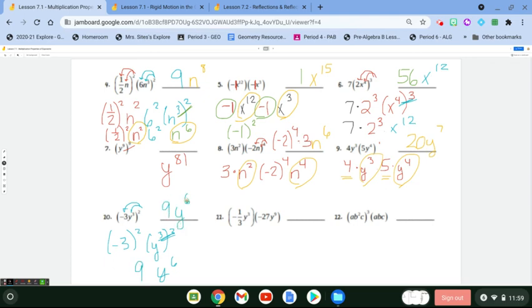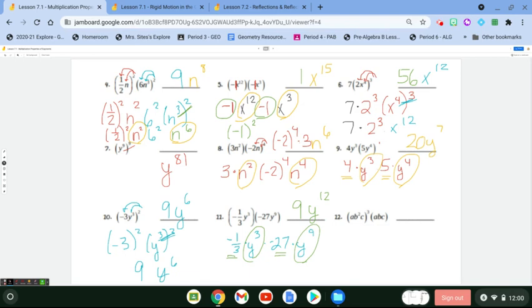Okay, for number 11, nothing to distribute, so I'm just going to rewrite my factors with multiplication dots and look to see if there's any power of powers. Don't see those, so I'm going to start combining things. So I've got 3y's, 9y's, so that's going to give me a total of 12y's. And then my last step, let's see, negative 1/3 times negative 27 is going to give you positive 9, so 9y to the 12th power.